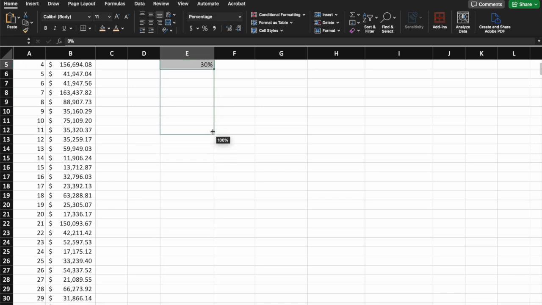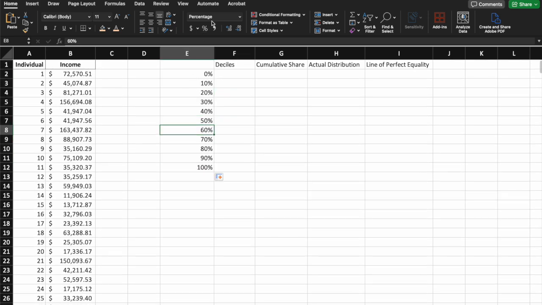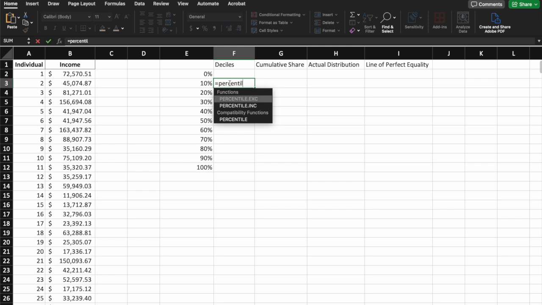100%. Now note that I have these in percentage form. This is important. If it's not in percentage form, these need to be 0.1, 0.2, 0.3. That's important for our calculation. To get the decile amounts, we use the percentile function. So if we type equals percentile, we're going to want to use either the INC or just the regular percentile. Either one of those is going to give us the right answer here. So if we click here, it's first going to ask us for the array, which is just the data we want to look at.